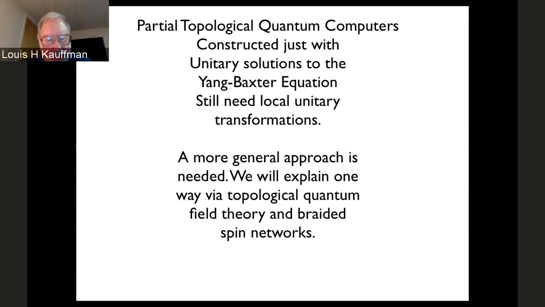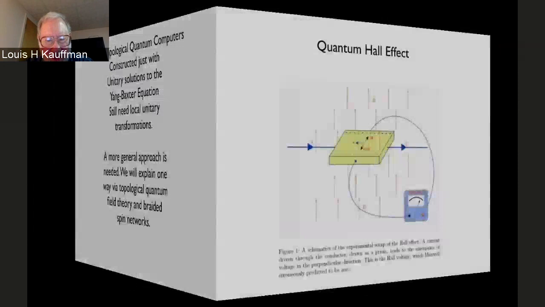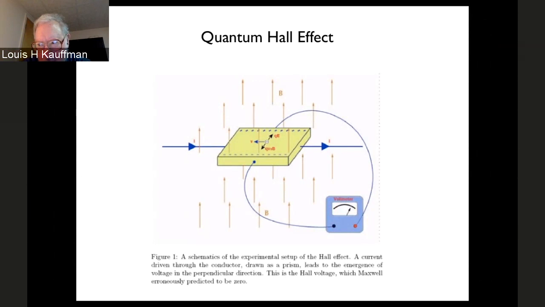The intuition is that one that was completely topological would be better. And a scheme for making such comes from thinking about the quantum Hall effect. Now, I know I'm supposed to open to questions at the half hour point, but if you don't mind, I will continue through part of the quantum Hall effect and then open to questions.